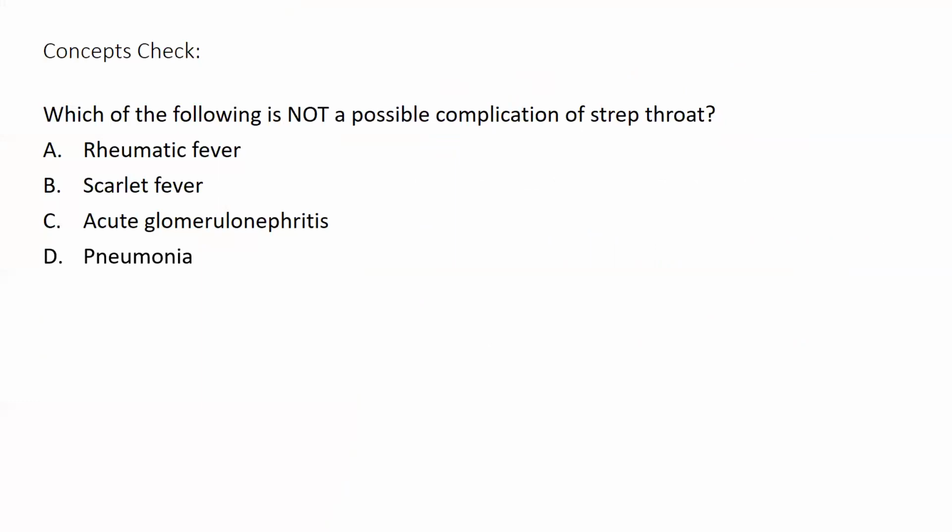So what's not a possible complication of strep throat? Pneumonia, exactly. While you can have a strep pyogenes pneumonia, it's not a complication from strep throat. That would actually be its own separate infection. Strep pharyngitis could lead to rheumatic fever, scarlet fever, or acute glomerulonephritis as complications.